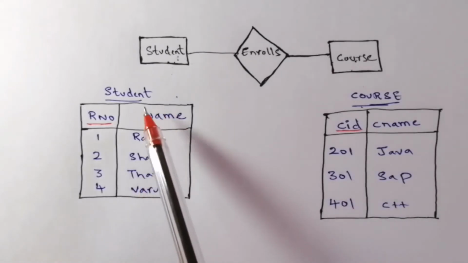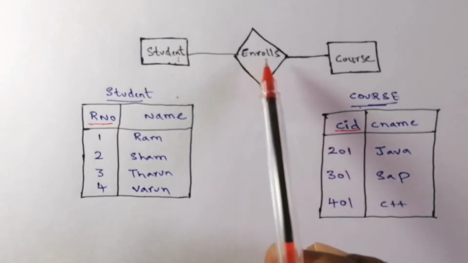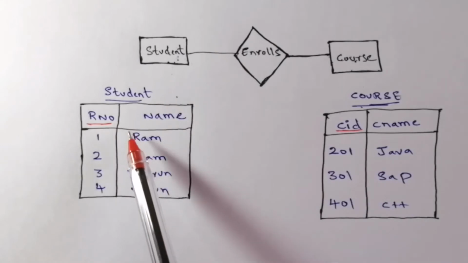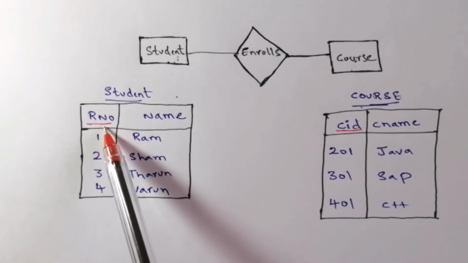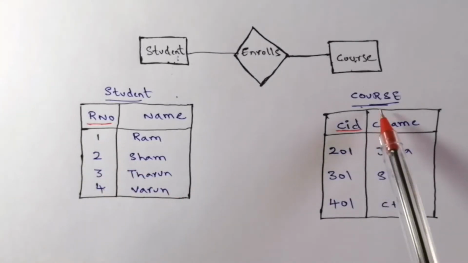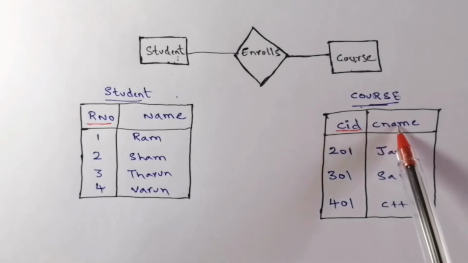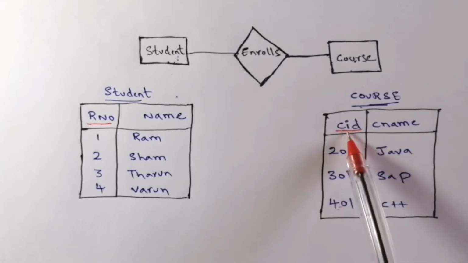See here we have two tables. We have taken a relationship, student enrolls in a course. For the student entity I have taken a table. In that, roll number is the primary key and I have four row tuples. We also have the course table. In the course table I have the course ID and course name, with three courses, each with a different course ID. So course ID is the primary key.